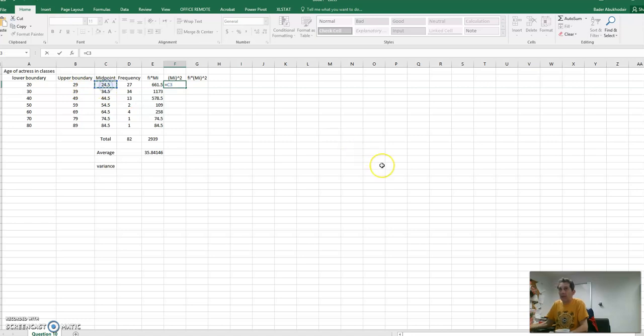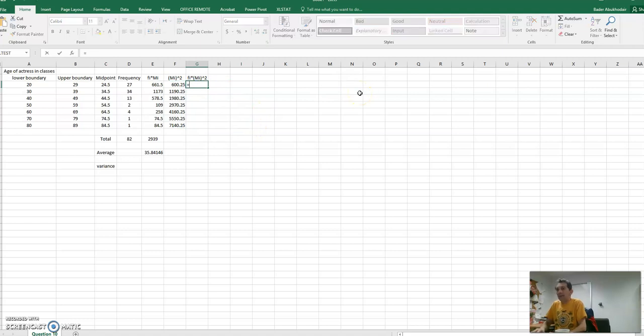It's very easy. You just click the midpoint, then you put the hat, which is shift 6 for the hat, which is to the power 2, which is the square of 24.5. And this is the answer. And that's why I like Excel over here, because I can fill for the rest. Once you do one, it's all the same.